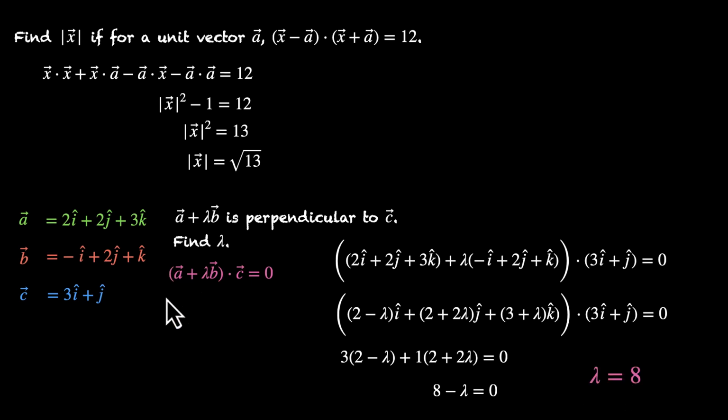So in this problem, we introduced an equation involving dot products. We leveraged the fact that these two vectors are perpendicular. And then once we have the equation, we can simplify. We can take the dot product and find the value of lambda. Let's try one more problem.